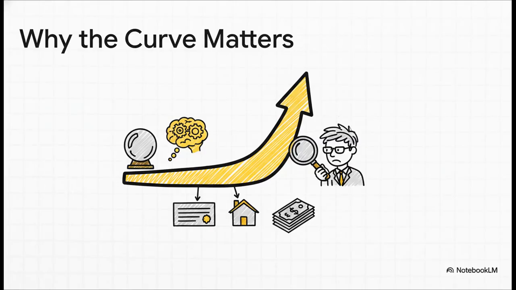So, why is this one simple line on a graph so important? Because the yield curve is one of the most powerful economic crystal balls we have. It is the market's collective bet on what the future holds. When it slopes up, like we saw, that's a vote of confidence. But when it inverts, when short-term rates actually become higher than long-term rates, it has historically been an incredibly accurate warning sign of a recession on the horizon.